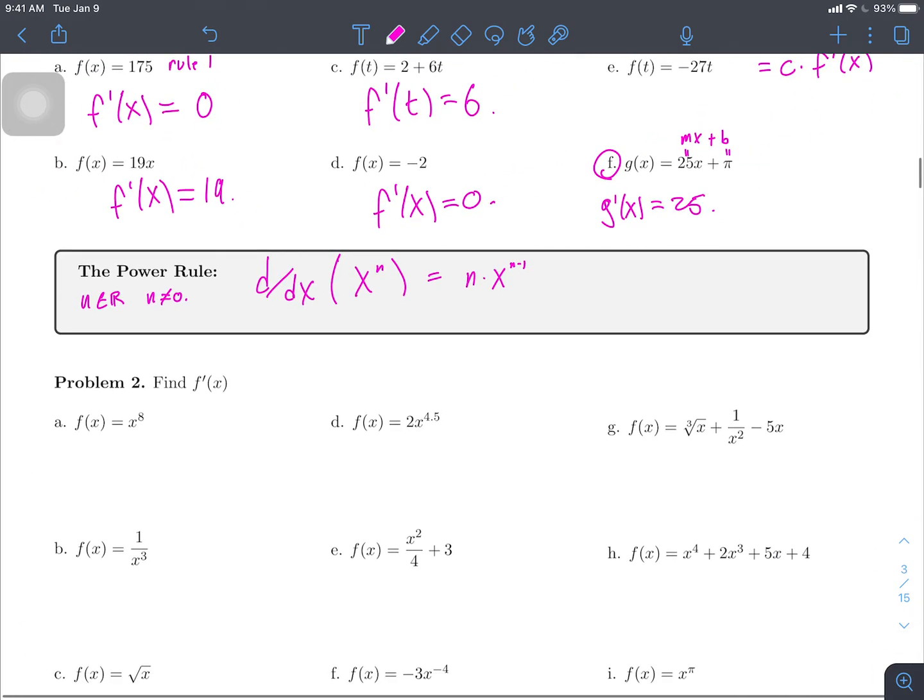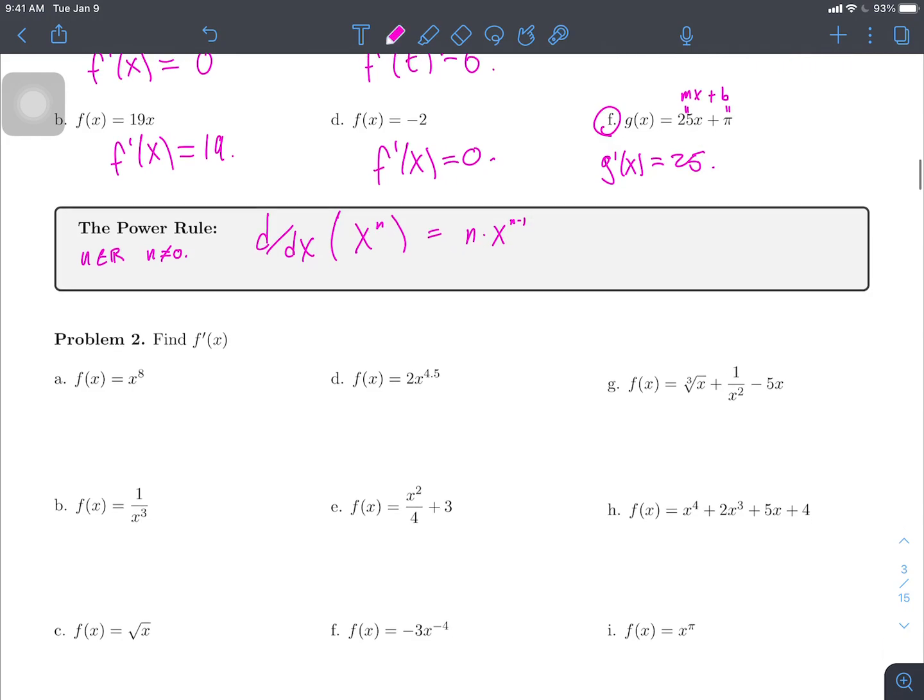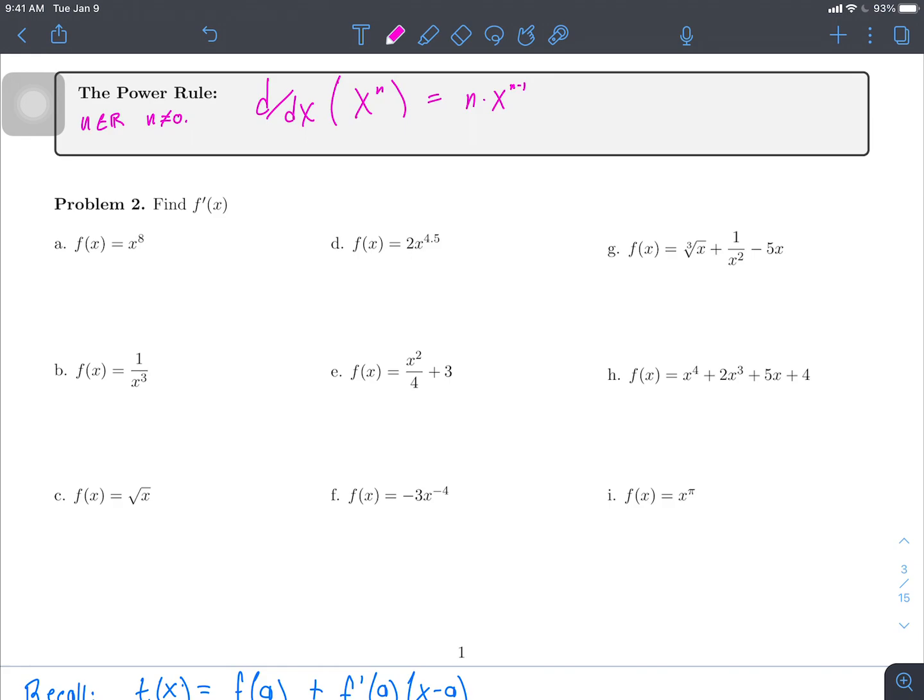Okay, let's unpack that for a second. So I have a function which looks like x to the n, okay? And when I do its derivative, what do I do? I take the power and I multiply it in front. Then I decrease the power by 1. So for example, for x to the 8, f prime of x is equal to 8 times x to the 7th. So I multiply down by the original power and I decrease that power by 1.